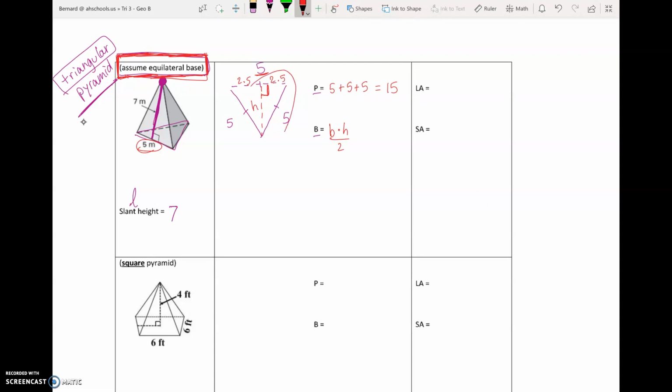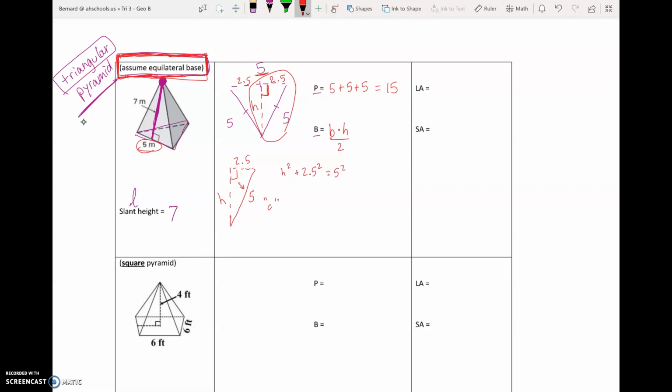And then we can work with this triangle right here, right? So I'll just redraw it. We know that this is our height, this is 2.5, and this slanted side is 5. And this is a right triangle, so we can do a squared plus b squared equals c squared. Across from our 90 is always c. And so h squared plus 2.5 squared is going to equal 5 squared.